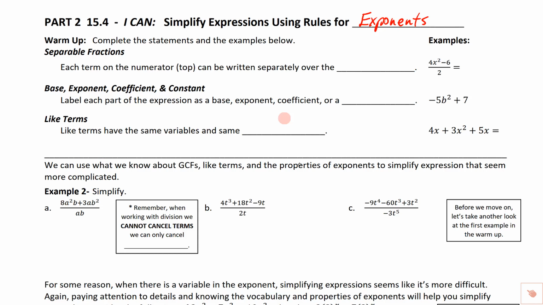Let's continue talking about how we can simplify expressions using the rules for exponents. We've got some warm-up problems here. There's basically a statement or a definition, and then we've got an example that applies that statement. So let's talk about separable fractions, or how we can separate fractions.